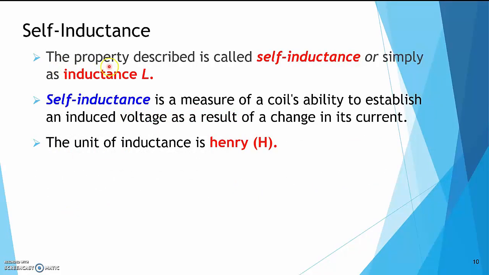This property of the coil to oppose any change in the current through it is called inductance, or self-inductance. It is referred to as self-inductance because both the changing current and the induced voltage occur on the same coil. To describe that precisely, the coil produces the induced voltage as a result of a change in the coil's current. The unit of inductance is Henry, represented by a capital letter H.